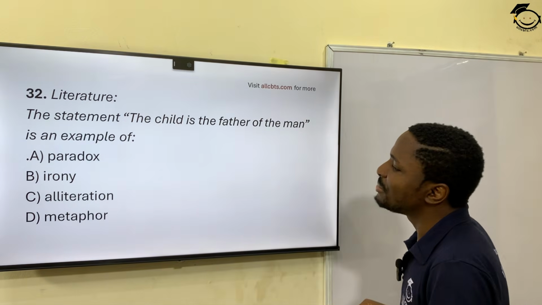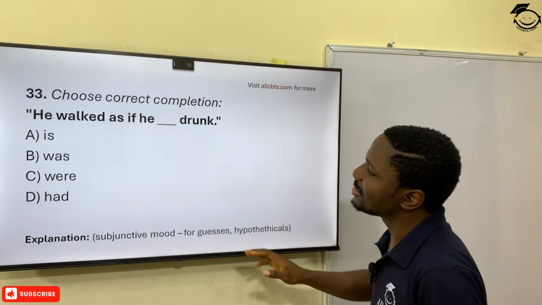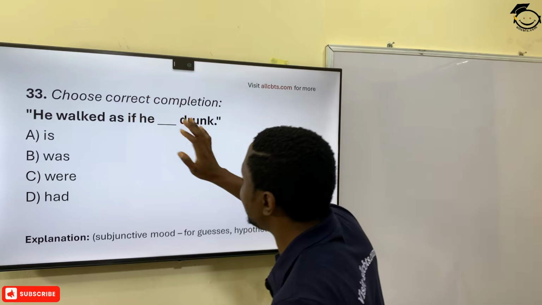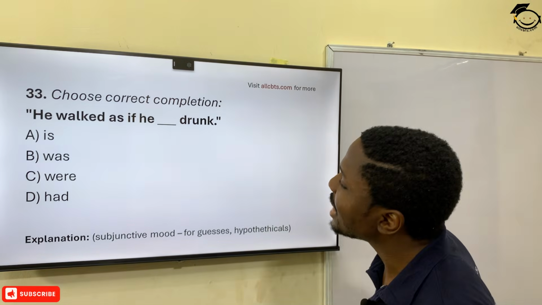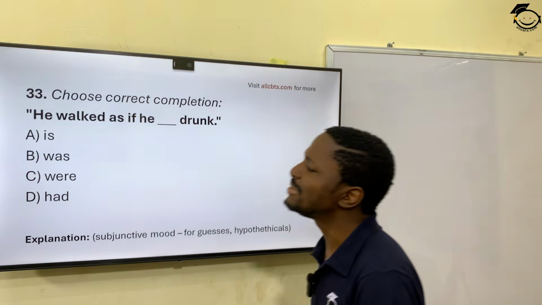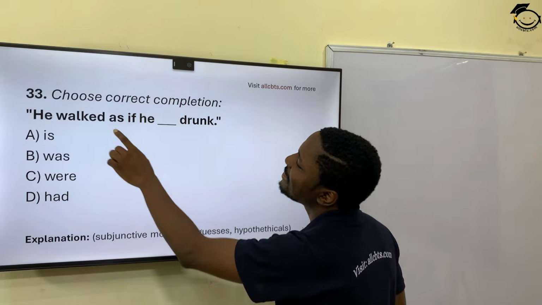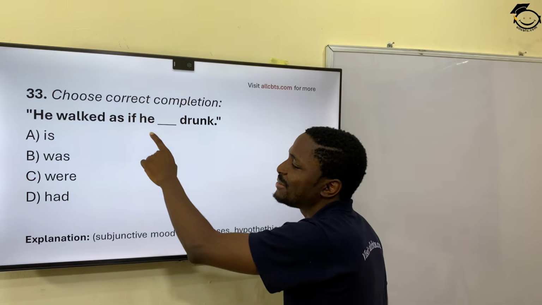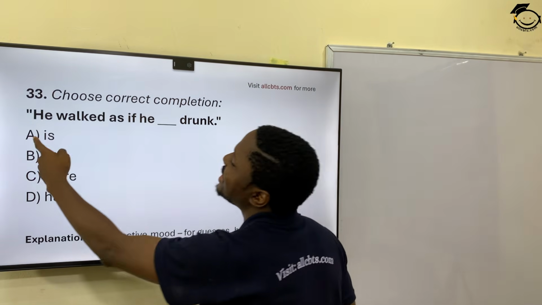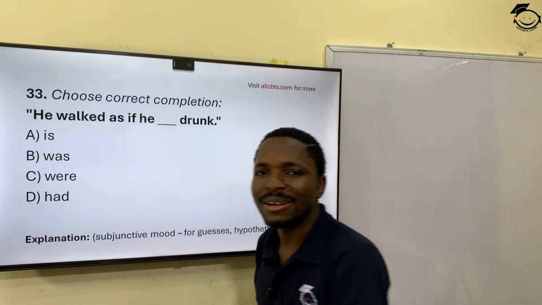Okay, so 33. Choose the correct completion. Which of these words will complete this perfectly? He walked as if he dash drunk. Now, somebody would say, you said before that if it's a singular, if it's one person, it should be is, because is used in the singular.